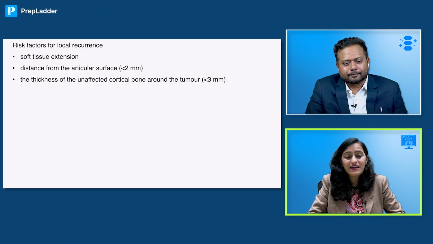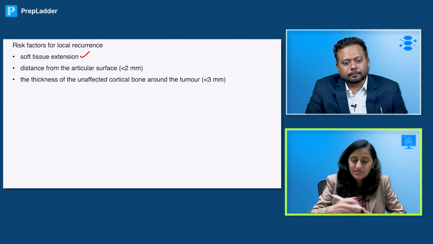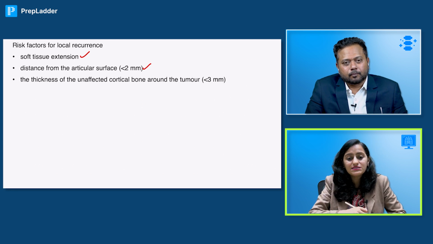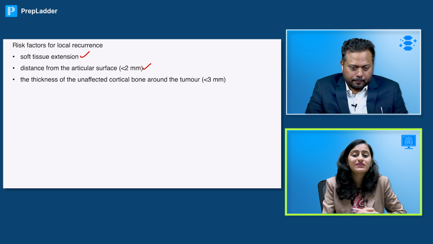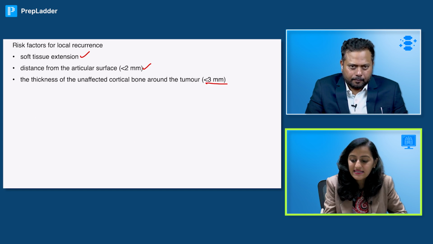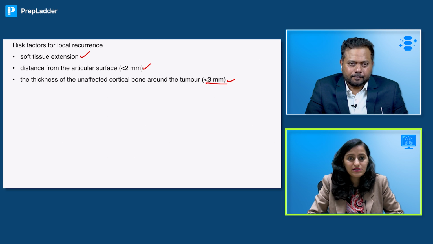And remember the risk factors for the local recurrence from the radiology aspect. If you see that it is extending to the soft tissue, then there's a risk for recurrence. If it is very close to the articular surface, less than 2 millimeters, or if the cortical bone thickness is very less, less than 3 millimeters, all these are the risk factors for the local recurrence.